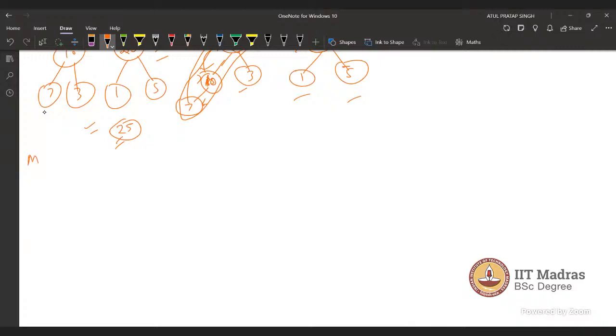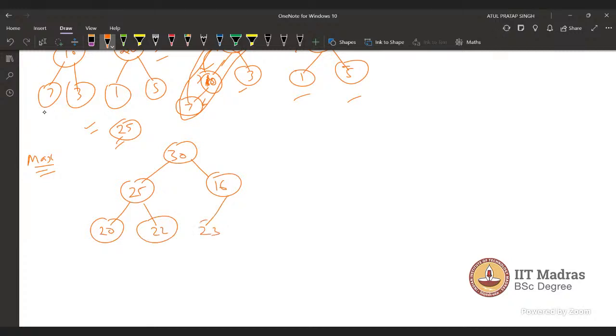Okay, so the same problem is given where one max heap is given. For example, I'm creating a max heap: the root is 30, then this is 25, this is 16, this is 20, this is 22, this is 12, this is 15, and this is 18. This is 9.